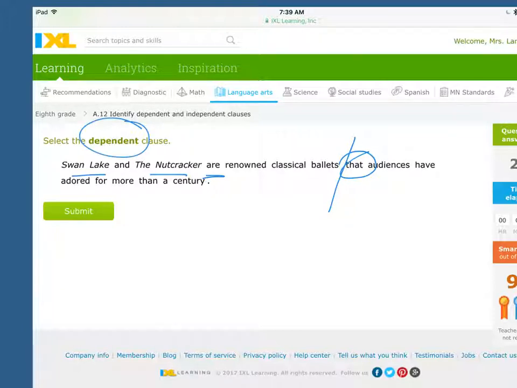But let's double check. That audiences have adored for more than a century. Have adored is my verb. Audiences have adored is my subject and my verb. The that makes it a relative clause. It has to exist in relationship, relative to the first clause. So this one here is my dependent clause. I would choose the second one, and then I would hit submit.